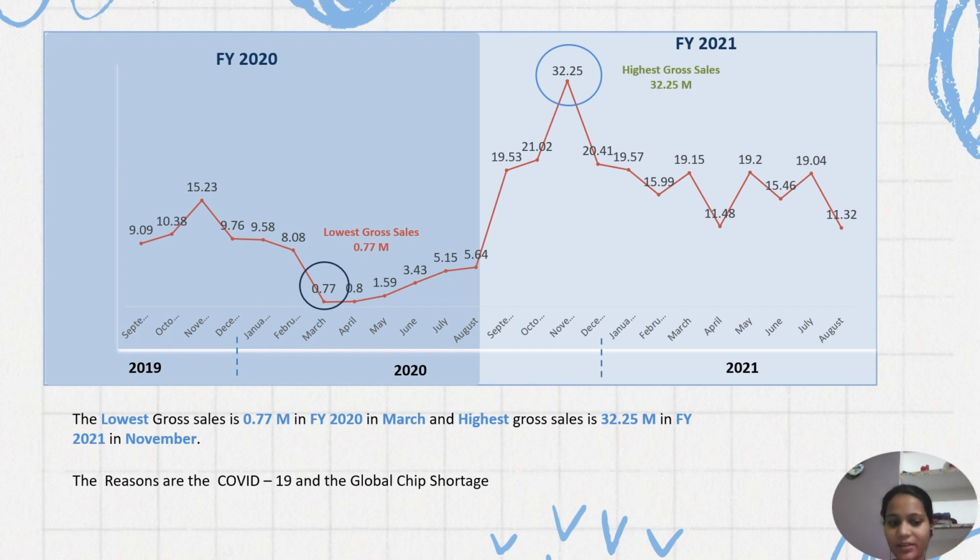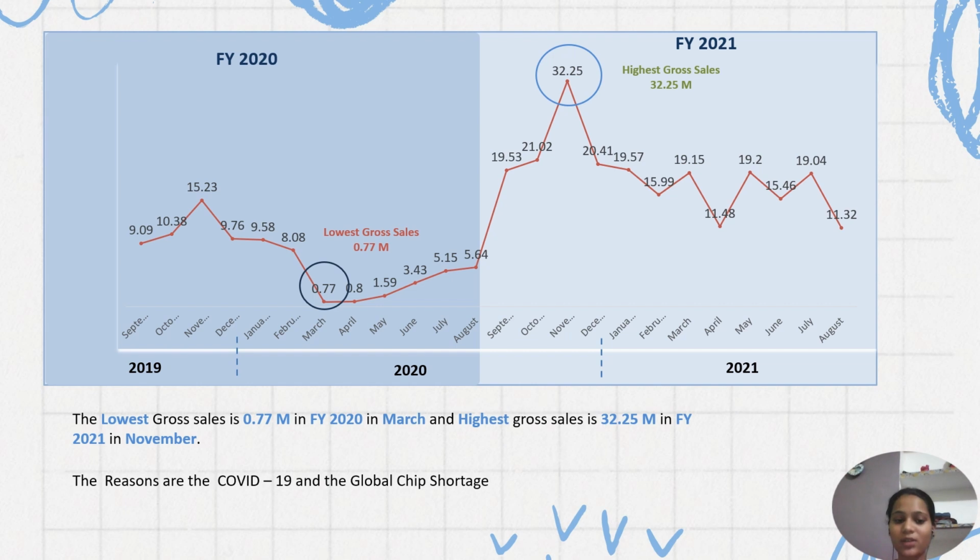And what is the reason for the lowest gross sales? The reasons are COVID-19 and the global chip shortage. As you know, if you remember, in the early 2020s there was a global chip shortage in the whole world. For manufacturing, we need chips in our products. So this is the main reason for the lower gross sales in fiscal year 2020.